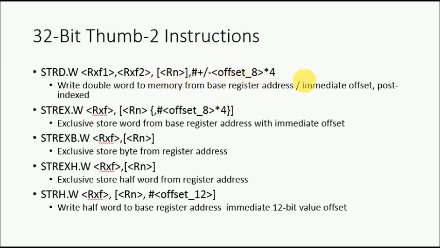STREX.W, Rxf, Rn, #offset 8 into 4. So here is the exclusive store word from the base register address with immediate offset. The 32-bit data present in this register Rxf is transferred to the memory location calculated by this base address and offset.